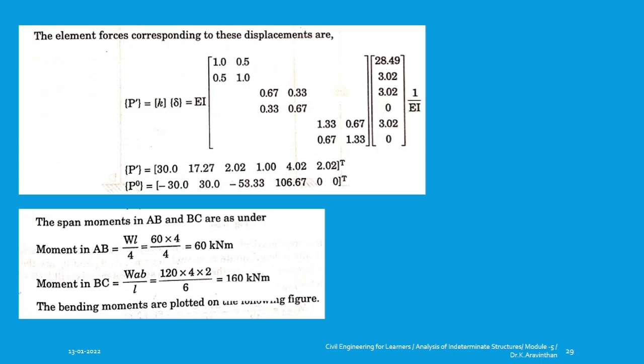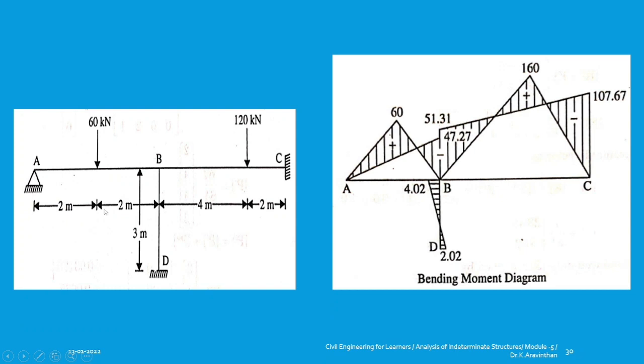And you can find the positive bending moment, that is WL by 4 and WAB by L. So this is your simply supported beam case. So you got the positive moment by considering this as a simply supported beam. So B to C is also simply supported. The formula is WL by 4, which will give you 60, and for B to C it is WAB by L, and 120 into A is 4 meter and B is 2 meter divided by L is 6 meter, which will yield you the 160 value.